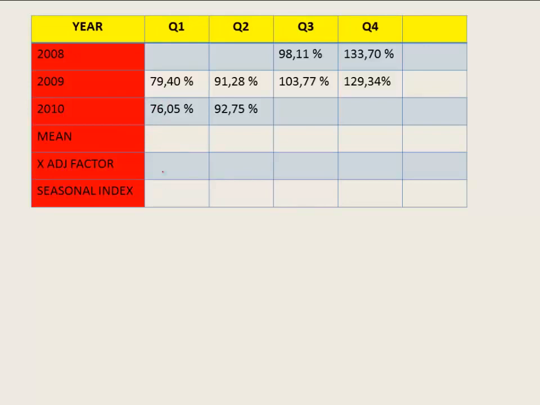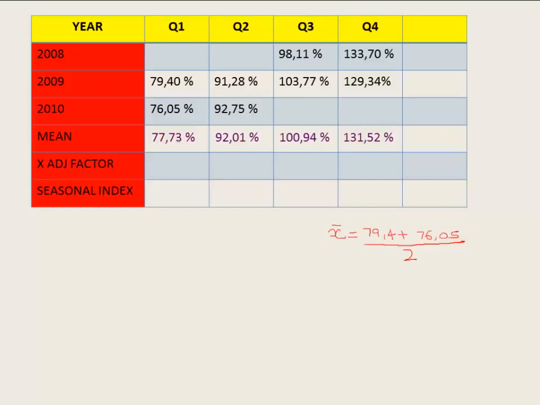How do you calculate an average, guys? The mean, let me do it down here. The mean is an average. If I want to calculate the mean for quarter 1, I use 79,4 plus 76,05, and I divide it by 2, and that gives me the mean. Likewise, I add these 2 divided by 2, I add those 2 divided by 2, I add those 2 values divided by 2, and I get the mean.